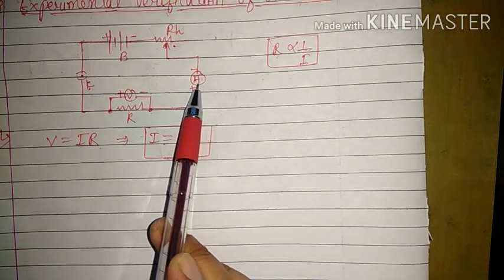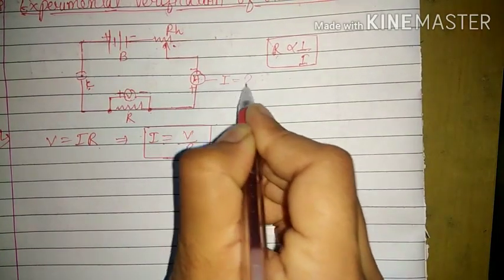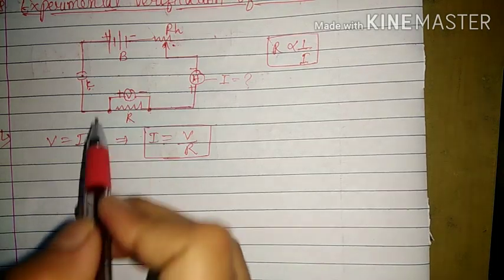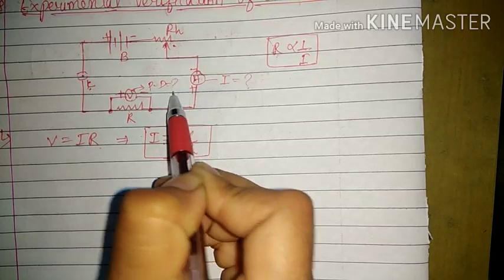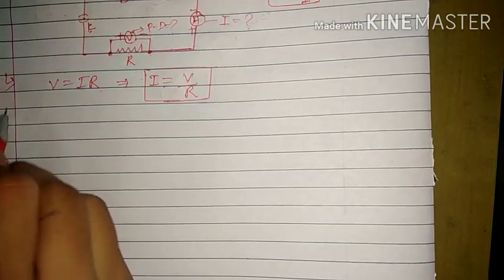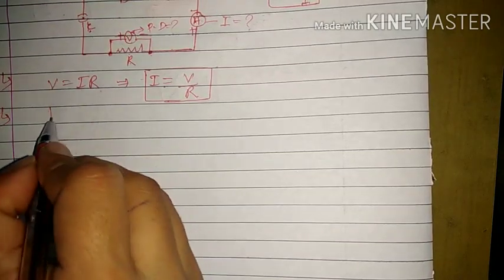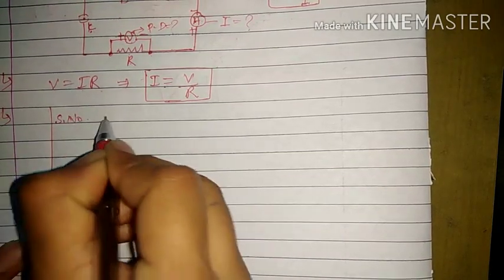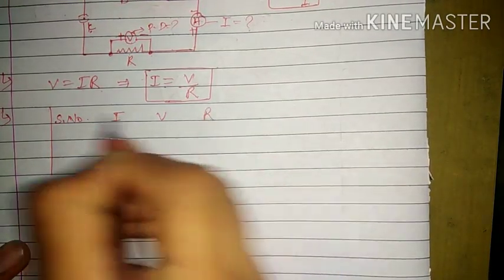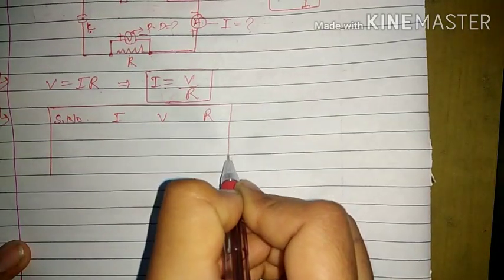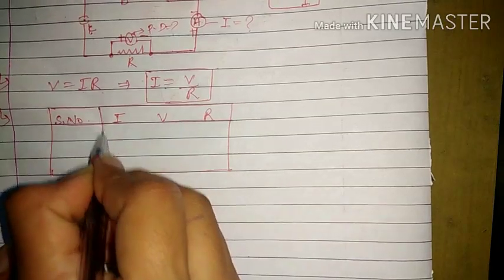This ammeter will give us the reading of current I. That means from here we can calculate how much current is flowing through the circuit. Similarly, the voltmeter will give us the reading of potential difference. And now we will make a table. In our table, we have to calculate current I, potential difference V, and then R, that is the resistance. We are doing this experiment to find out the value of R.